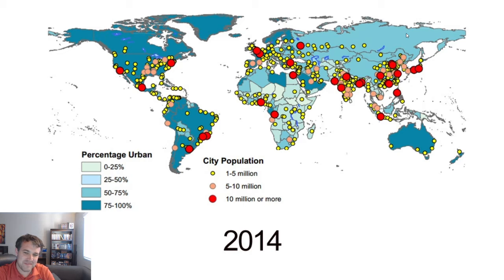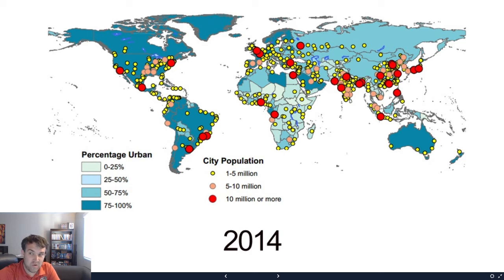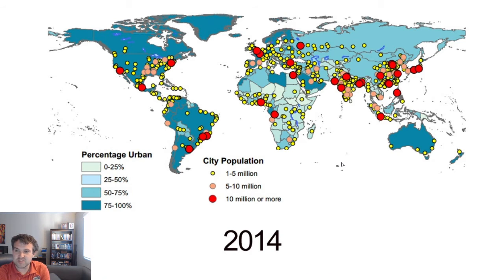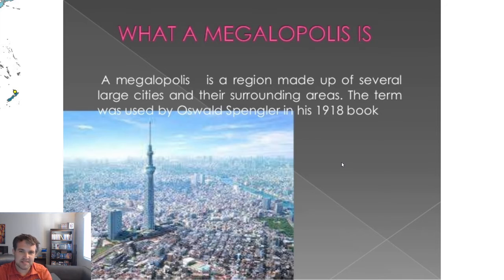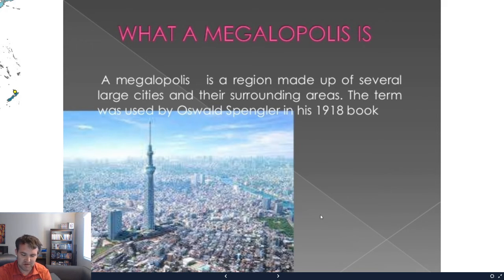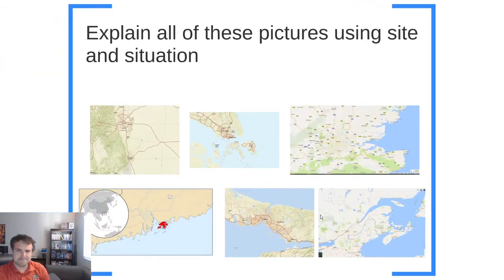But, yep, those are the biggest cities in the world in 2014, and if we advance forward to 2020, we would probably just see a whole lot more cities pop up in China, honestly. That would be the big way this map would change. But just huge cities in China. So what is a megalopolis? Yep, it's a really, really big city, okay? And there's Tokyo Tower. So Tokyo is the example. All right. So let's explain the site and situation of all these following cities.